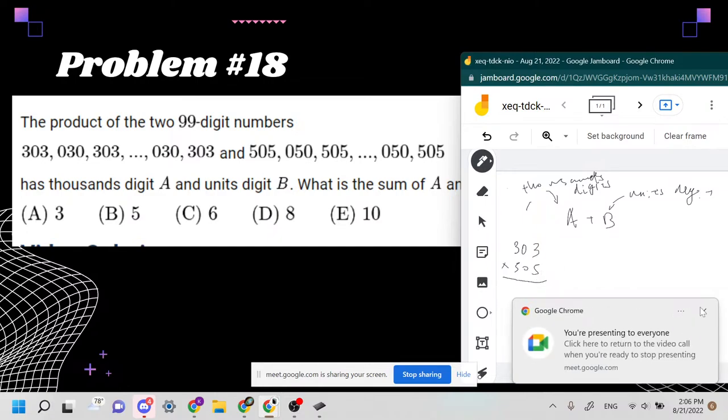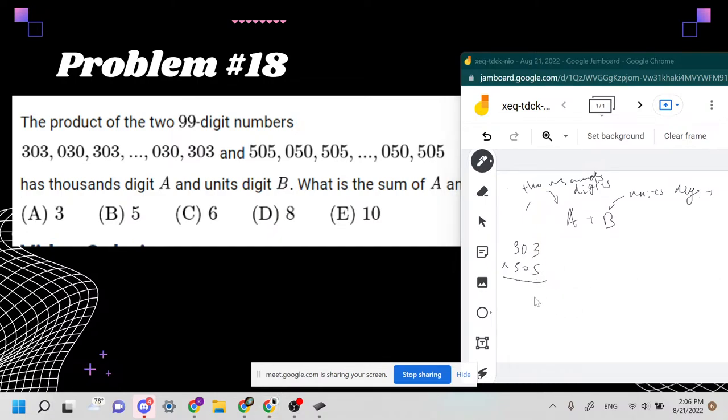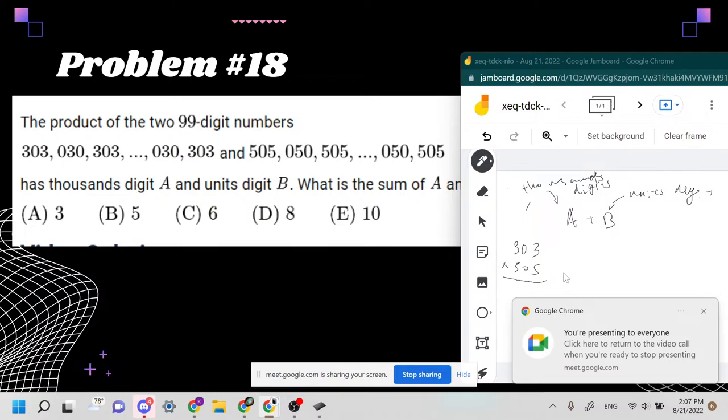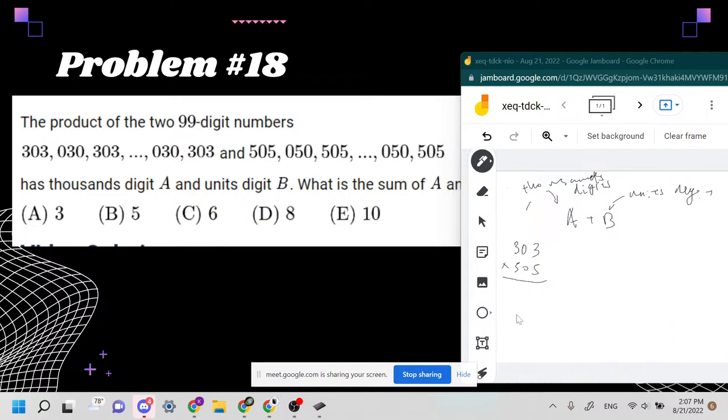Oh my god. Wait, why is there so many notifications? Okay. Why is it doing this? Why are notifications coming every second?